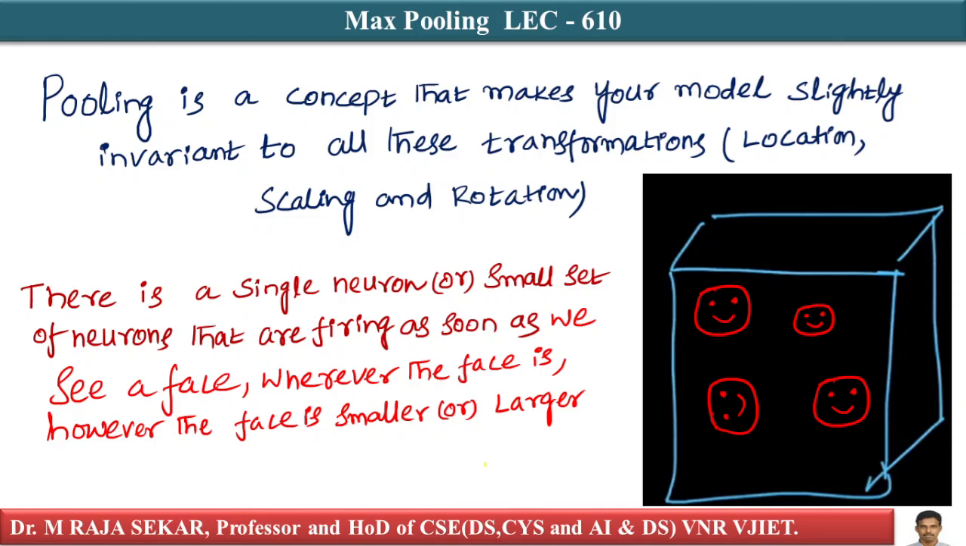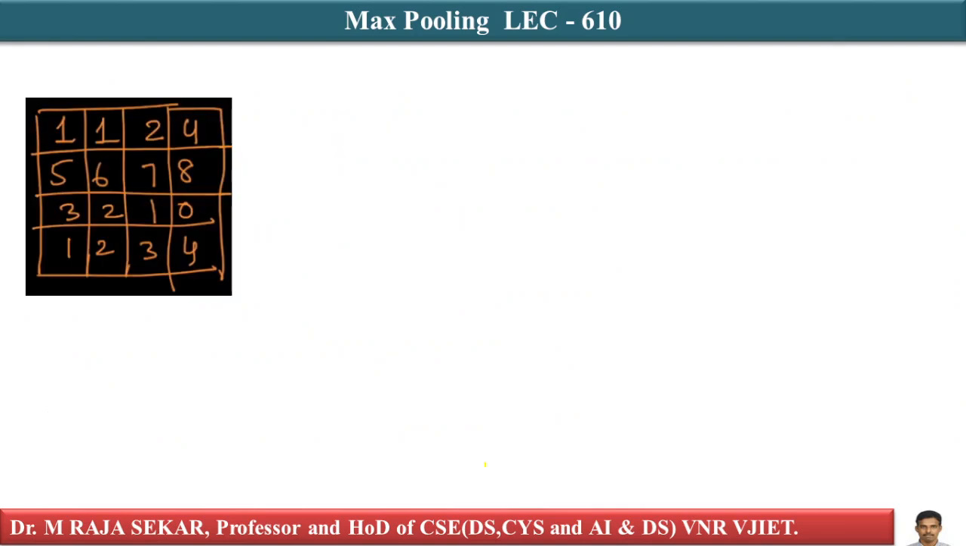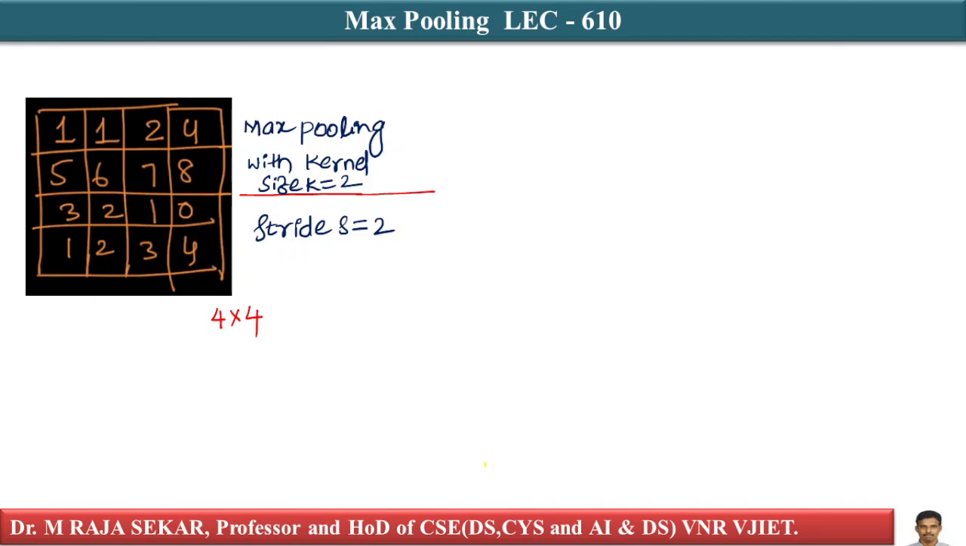So imagine you have an image like this, a very simple concept. Let's assume I have a 4x4 image, a 4x4 matrix, with values 1 2 4 5 6 7 8 3 2 1 0 1 2 3 4. On top of it, let's assume we want to perform max pooling with kernel or filter size equal to 2 with stride equal to 2.